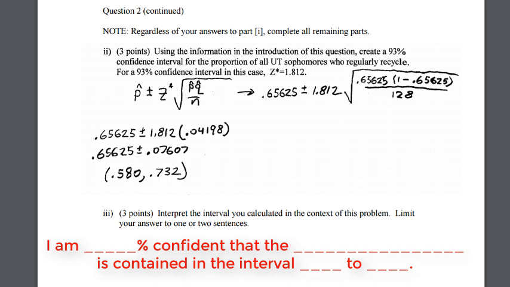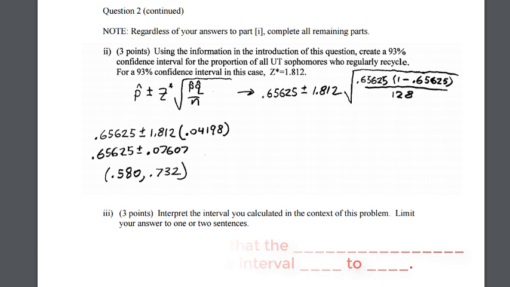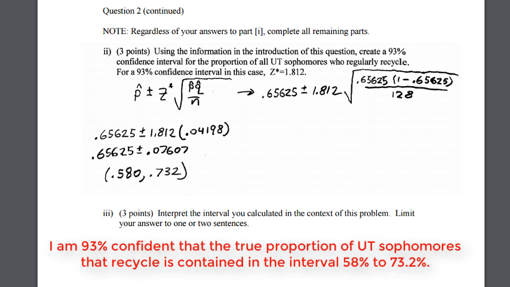And the hardest part for people is that second part, because it's what are you estimating? The first part and the third part are easy, but interpreting this interval right here is where you really have to make sure you get the second part correctly. We're always trying to understand a true something, and this true something is for the population. So you could say the population proportion, but we generally just say true. It's synonymous. The true proportion of UT sophomores that recycle. And that was why we sampled some to figure out what's the true proportion of UT sophomores that recycle.